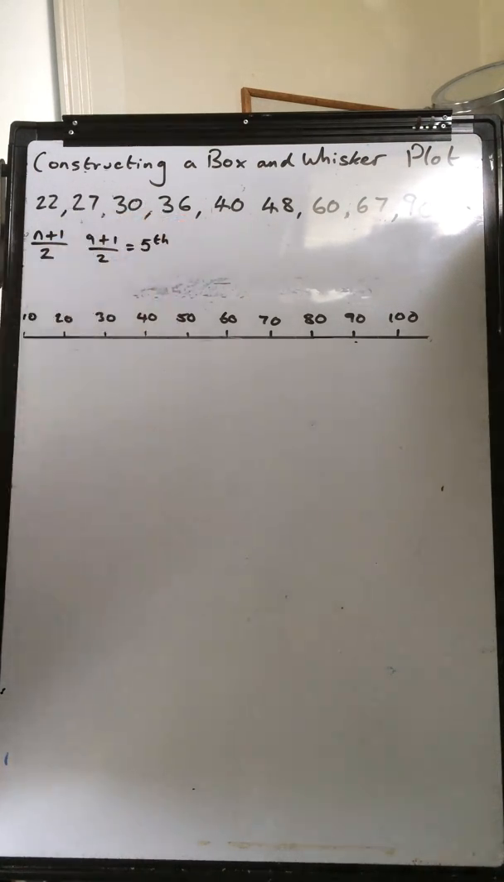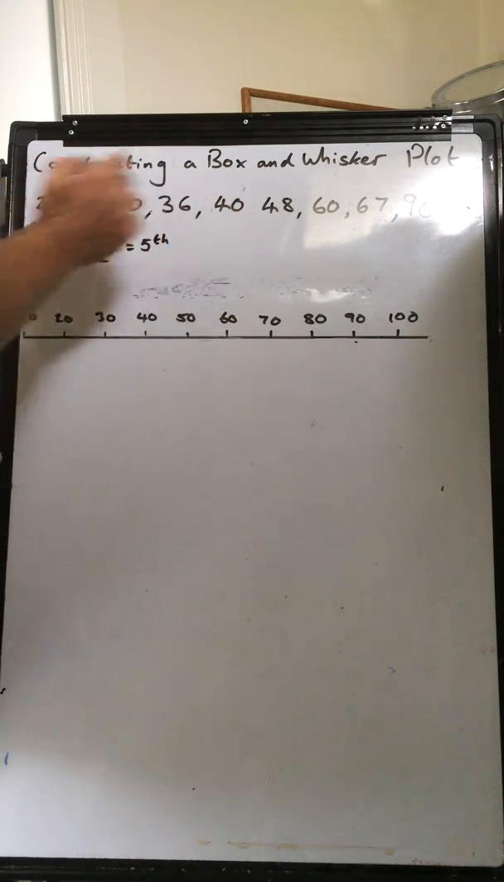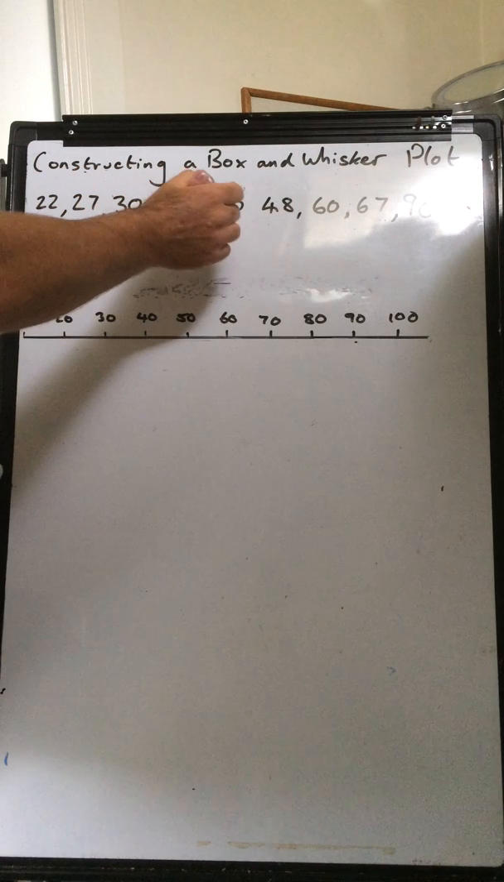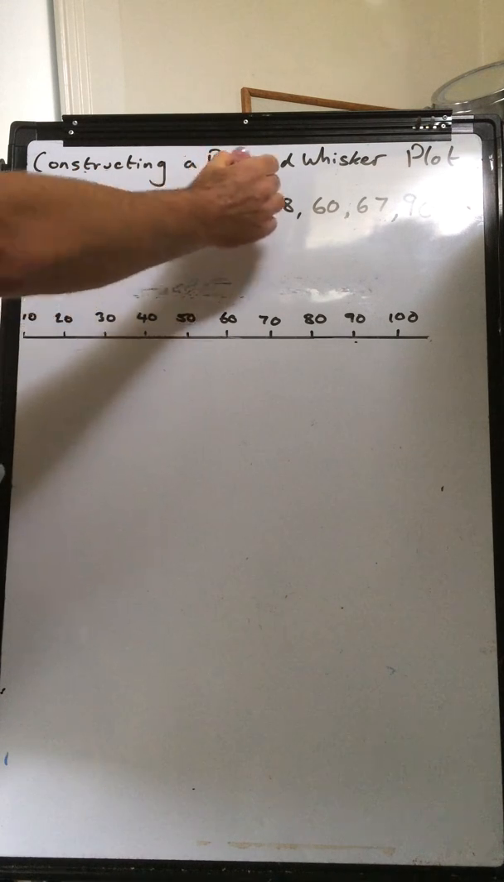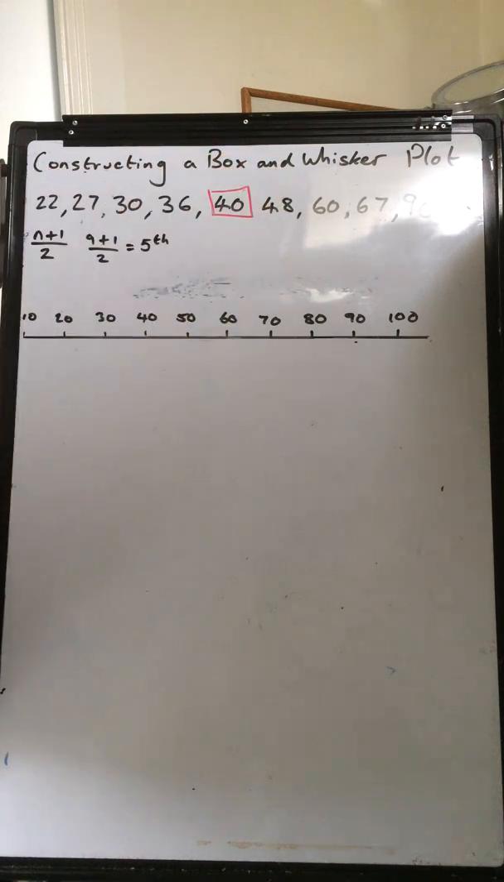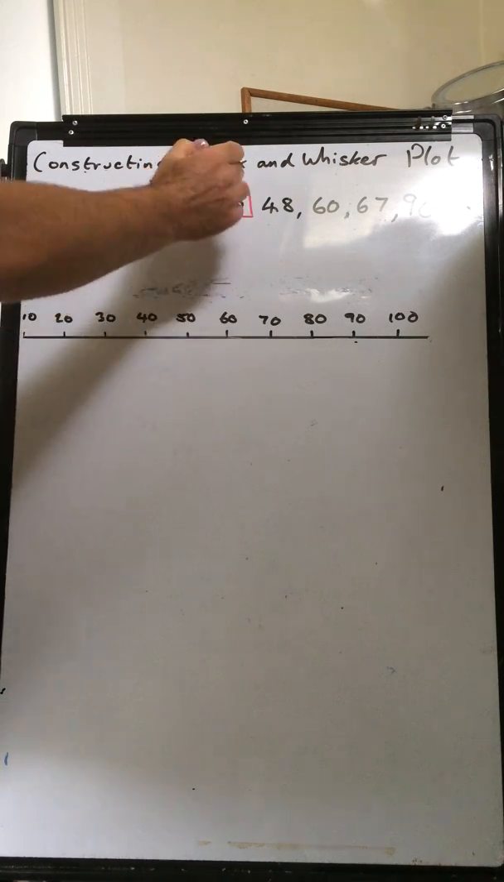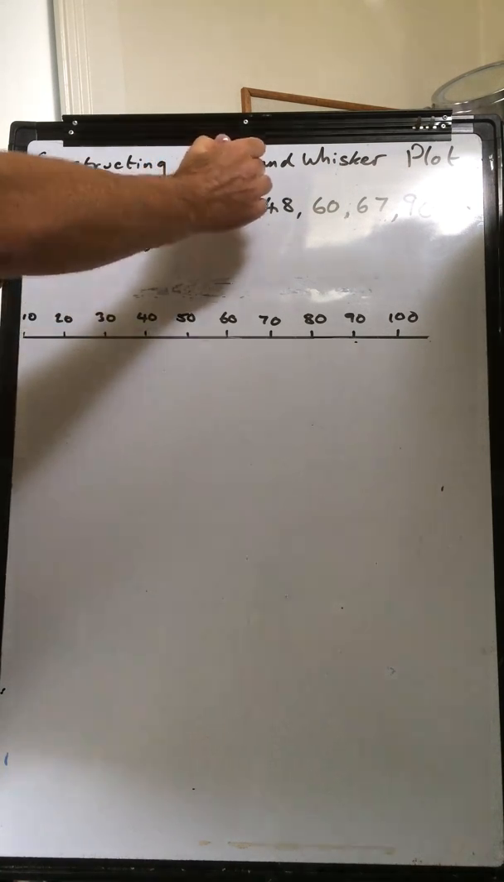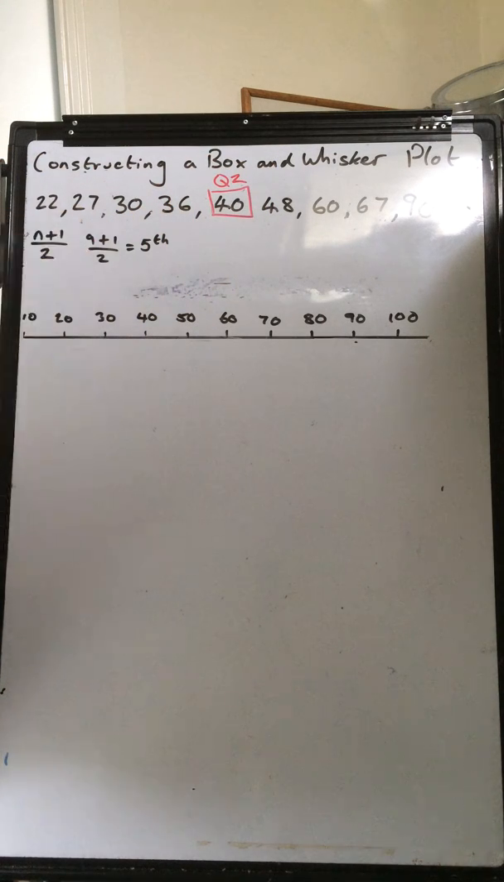so the median is the 5th bit of data. 1, 2, 3, 4, 5. There, that is our 5th bit of data. That is known as Q2, which is the median. That's the median bit of data.